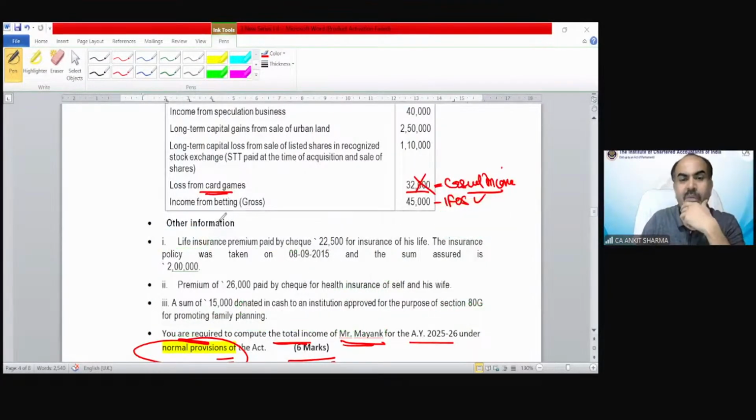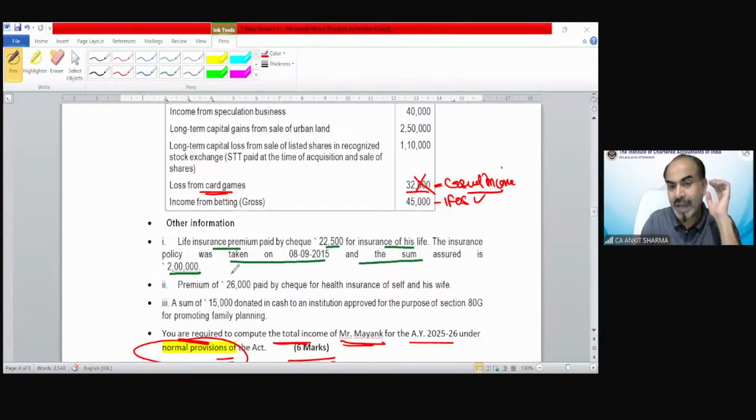So the other information has been given, life insurance premium paid by check 22,500 for insurance of his life. The insurance policy was taken on 8 September 2015 and the sum assured is 2 lakh rupees. Okay. So that would be the case of deductions under section 80C or 80D. We will see one by one.